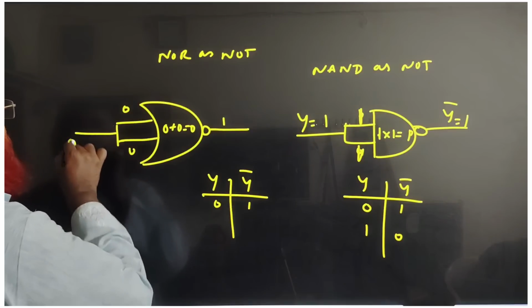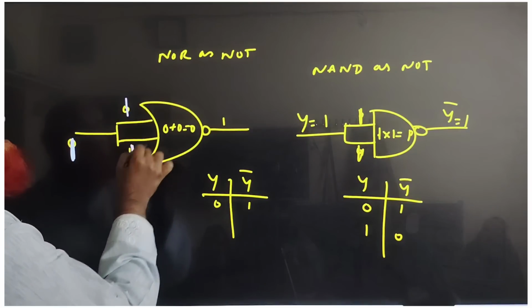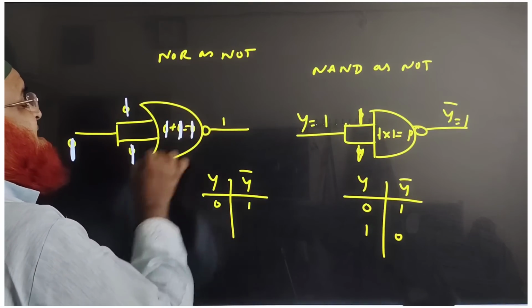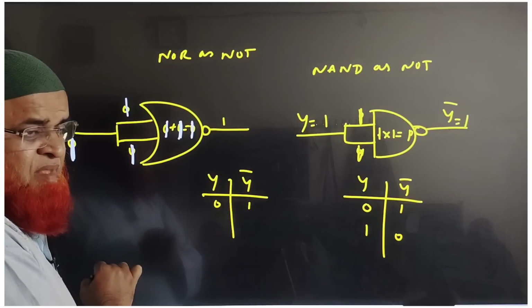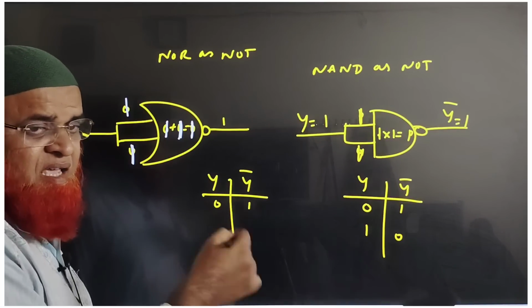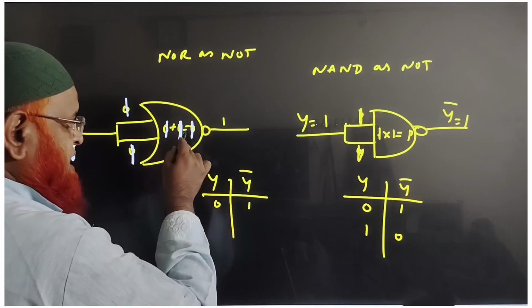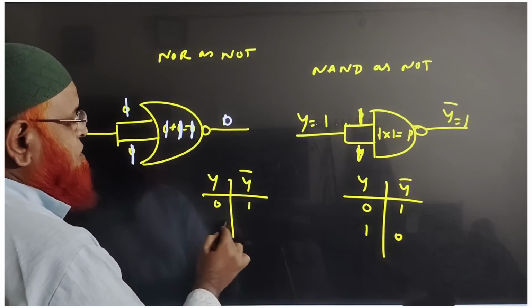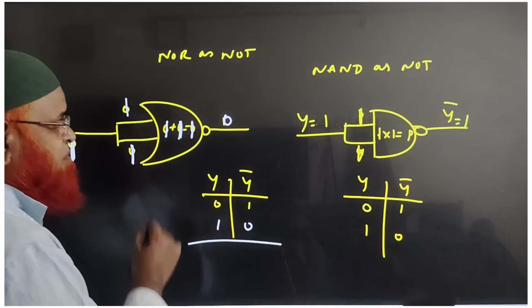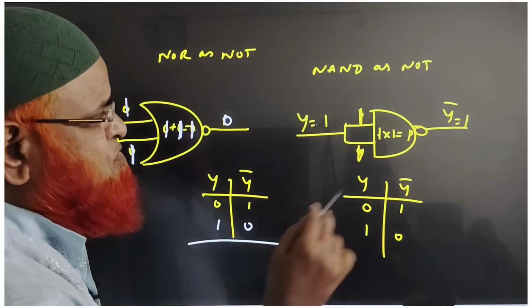Now I am taking 1 as the input. 1 means both are 1s. So 1 plus 1 is 1 in OR gates. High is high only. So high, after the bubble is crossed, is 0. So if you take 1 it becomes 0. So I am taking NOR as NOT, NAND as NOT. Understood?